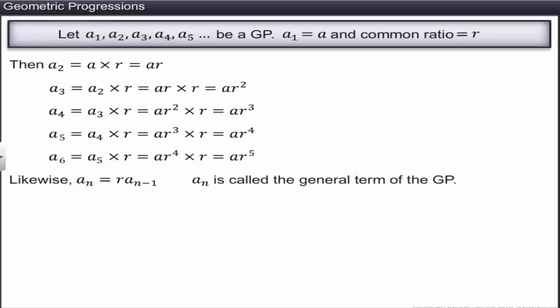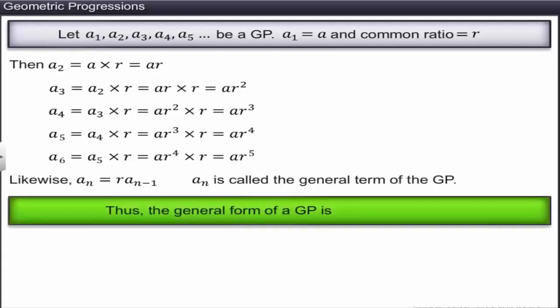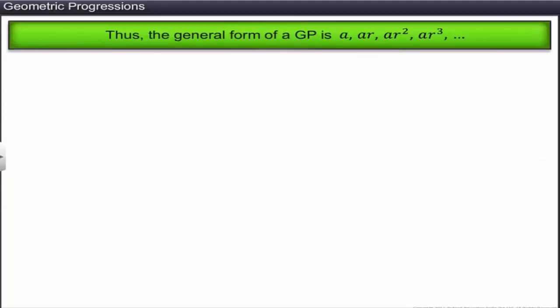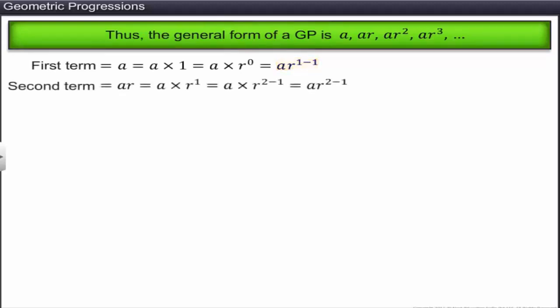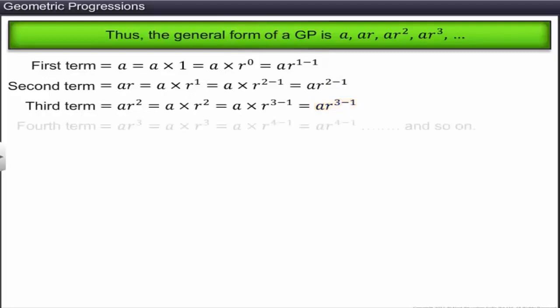Now notice that the terms of a GP follow some definite pattern as shown. The first term, A, can be written as A into R raised to the power of 1 minus 1. The second term, A into R, can be written as A into R raised to the power of 2 minus 1. The third term, A into R square, can be written as A into R raised to the power of 3 minus 1. The fourth term, A into R cube, can be written as A into R raised to the power of 4 minus 1. This pattern suggests that the nth term of the GP should be given by A into R raised to the power of n minus 1. Remember that the nth term is also called the general term of the GP.